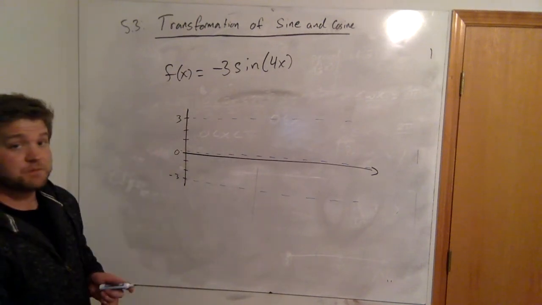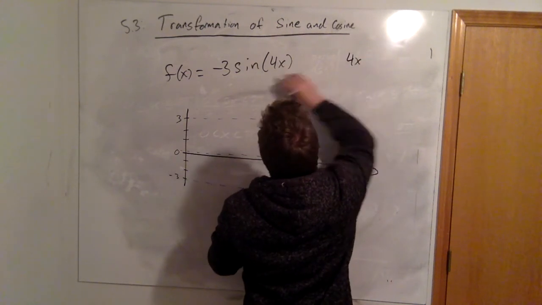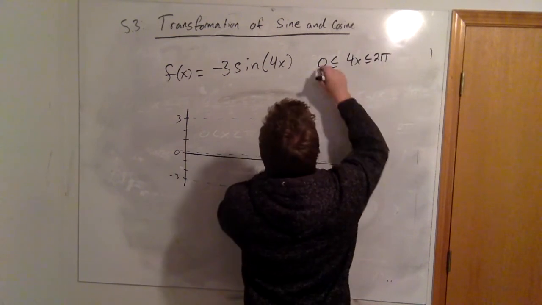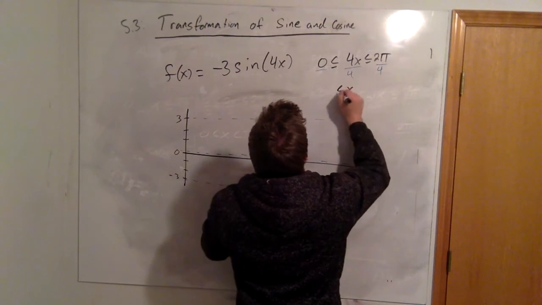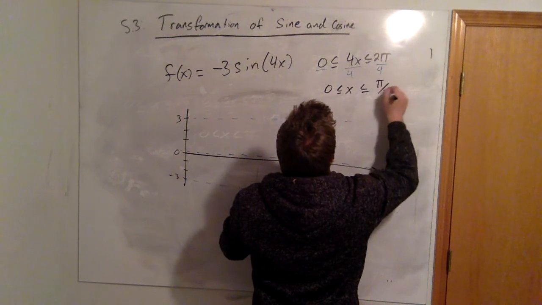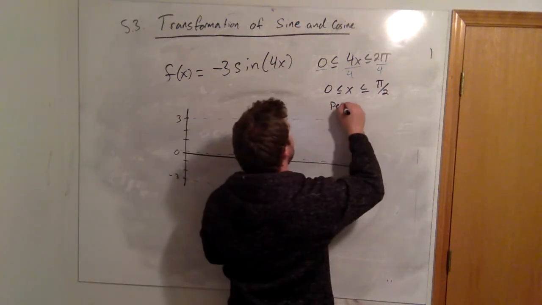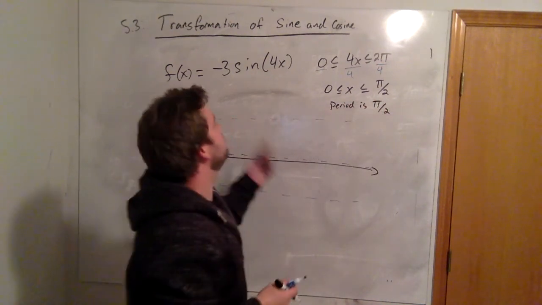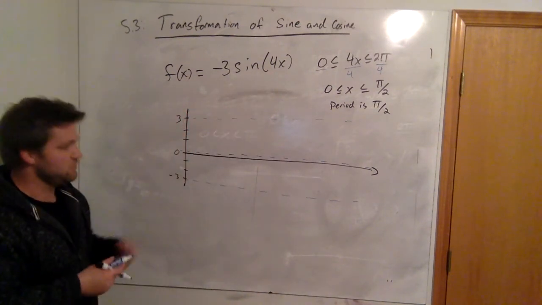Now I just need to figure out how to appropriately label the x-axis. I need to figure out what the period is. If you forget, I want to know when the inside of sine is between 0 and 2 pi. You could divide everything by 4 to solve for x. So x would be between 0 and 2 pi divided by 4, which is pi over 2. So here the period is pi over 2, or if you did 2 pi over omega, omega here would be 4, and 2 pi over omega would give you pi over 2.